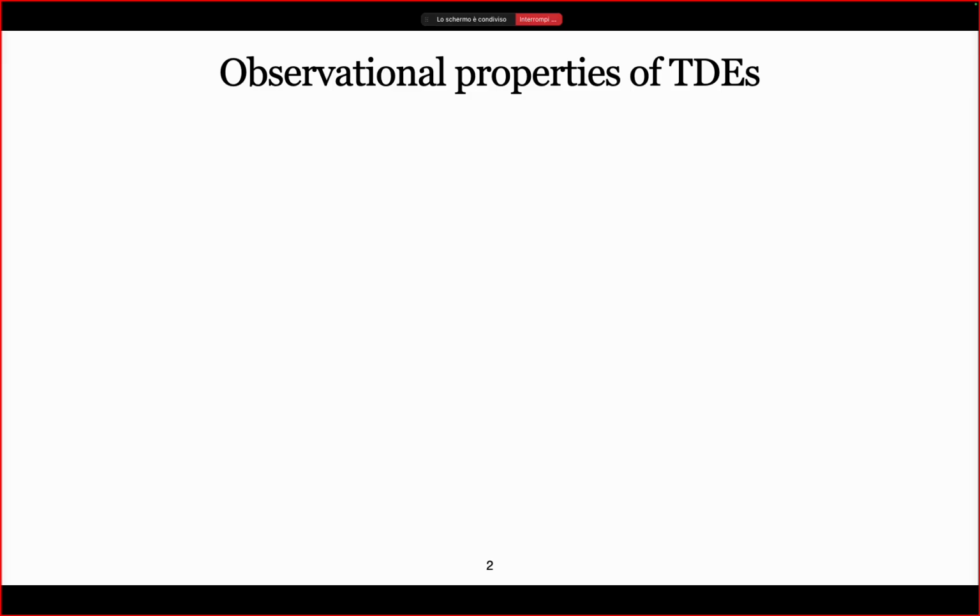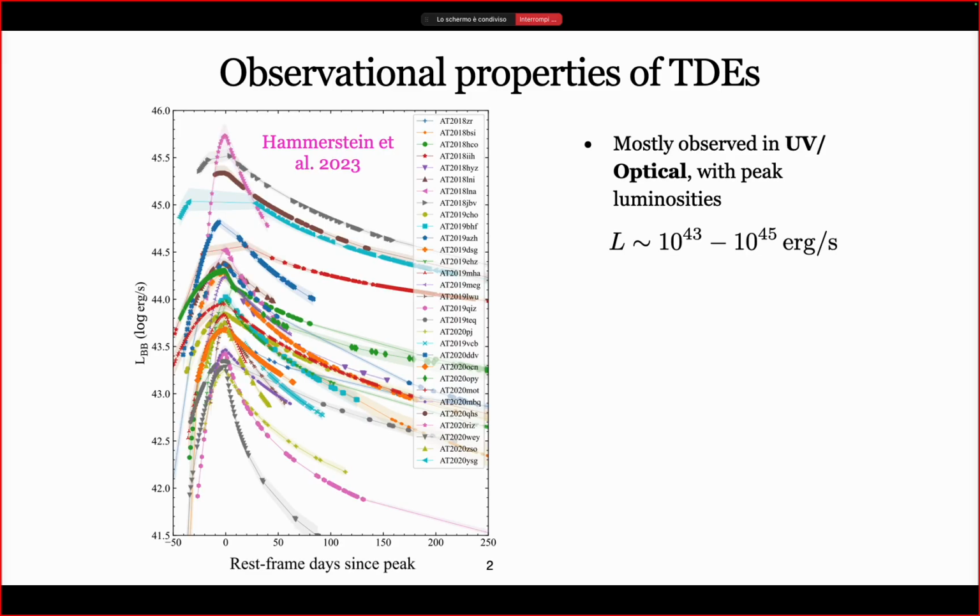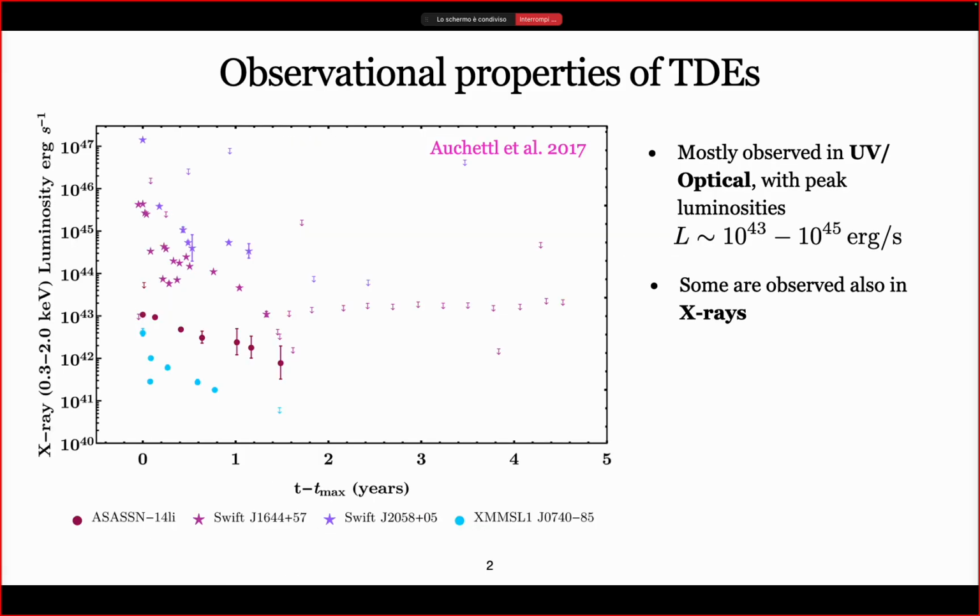So the main observational features of TDs is that they are mainly observed in the UV optical band, and the light curves are featured by a very fast rise to peak luminosities in between 10^43 to 10^45 ergs per second. And after the peak, then the luminosity decays smoothly. Some TDs are also observed in the X-ray band, but here the light curves are much more variable. They have similar luminosities to the UV optical band, typically, with some exceptions.